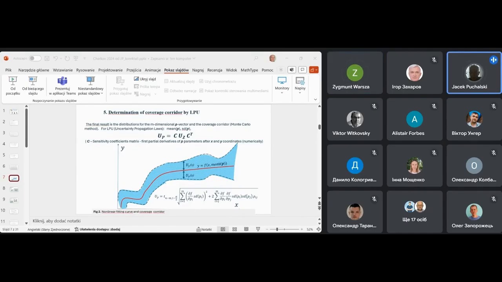Yes, of course. You first calculate the sensitivity coefficients, and next multiply the covariance matrix, multiplied on both sides by the correlation coefficient matrix. So it's a full matrix of correlation.